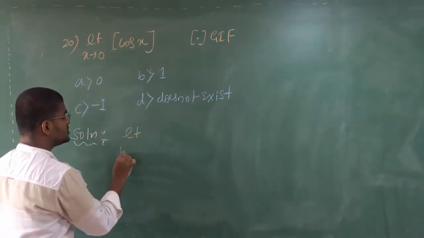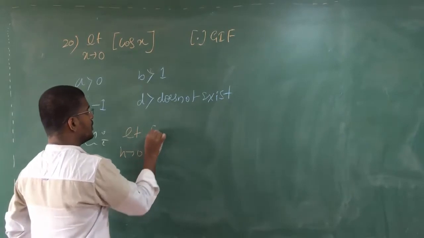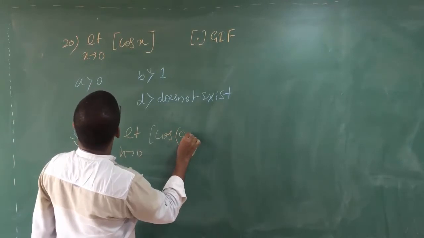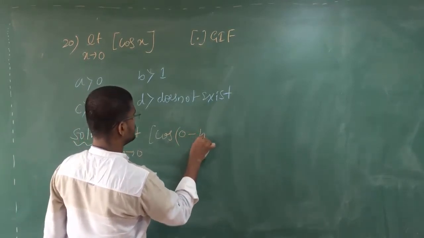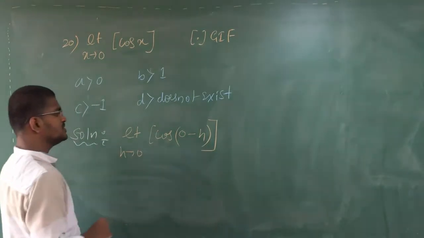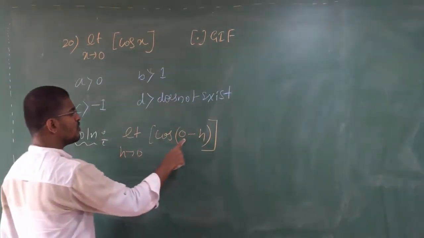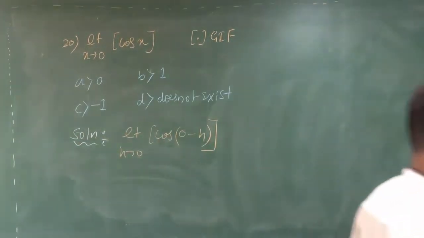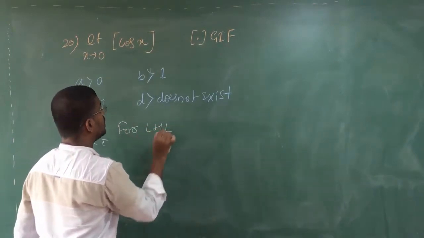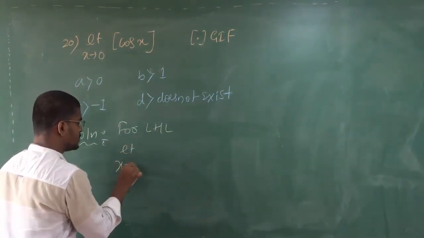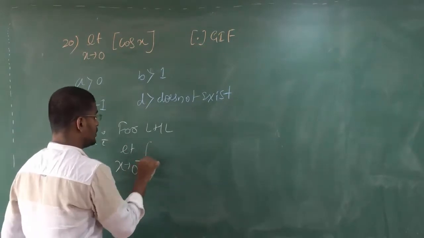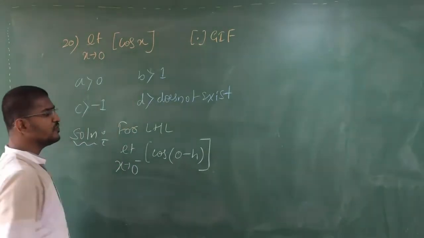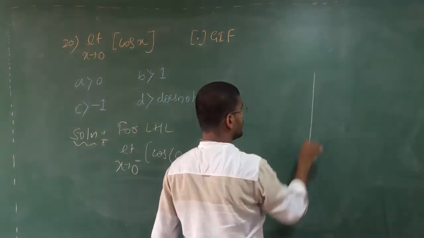Limit h tending to 0, greatest integer of cos of 0 minus h. I am checking LHL. 0 minus h. What will it be? Or we shall write it clearly. That is for LHL: limit x tending to 0 minus, greatest integer of cos of 0 minus h. Okay.